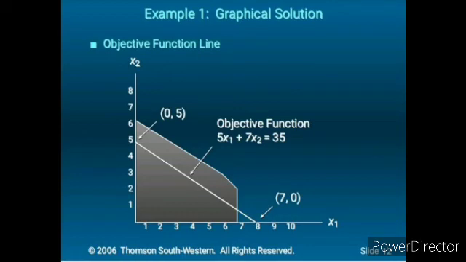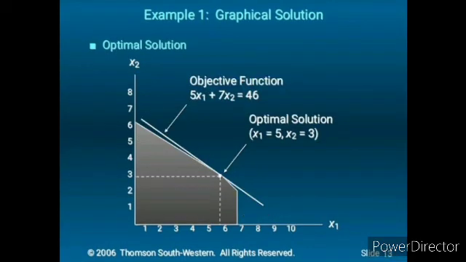So, it is used to determine the best extreme point. We will move it up because it is a maximization process, to be able to find the optimal solution. Okay? So, optimal solution, pag-aaralan natin yan sa next slide. Now, sa optimal solution, as you can see, our objective function 5x sub 1 plus 7x sub 2 is equals to 46. And our optimal solution is x sub 1 equals 5, x sub 2 equals 3. So, paano na-compute yung optimal solution of x sub 1 and x sub 2?